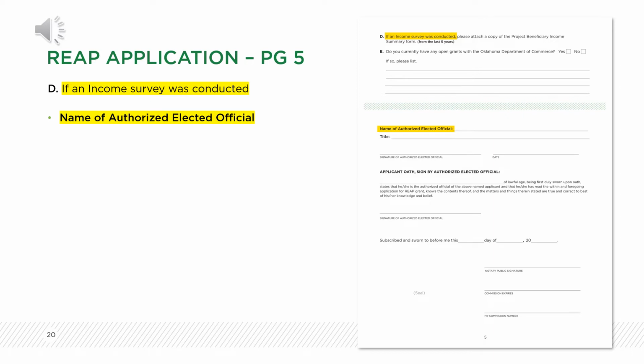Please tell us if any income survey was conducted. Also, please print the name of the authorized elected official on your application. Make sure that you obtain it in advance of time.